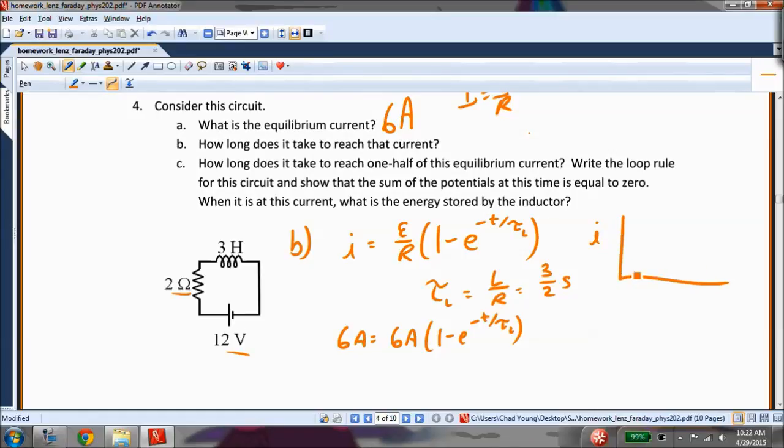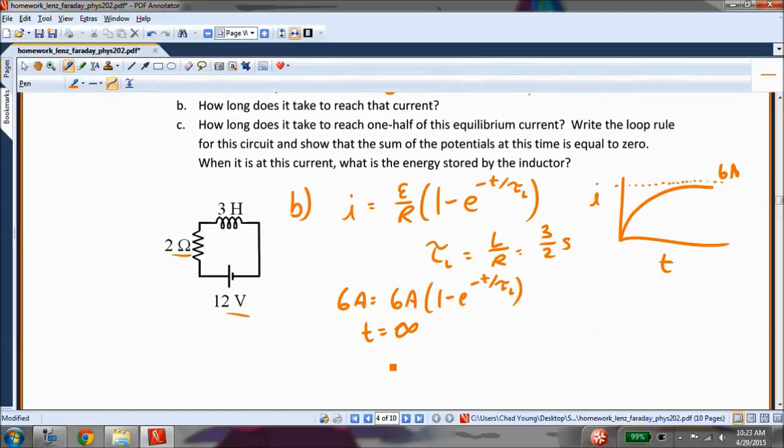If I plot I versus t, the graph looks like this, right? So it slowly approaches that 6 amps, but it never actually reaches it. So here you would get t is equal to infinity, that it would never actually reach 6 amps. So this is sort of a trick question because it never ever reaches 6 amps theoretically. But in practice, it does reach 6 amps.